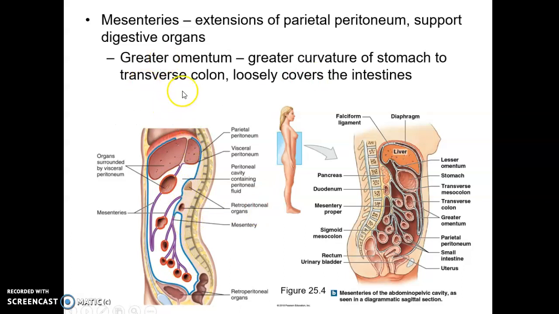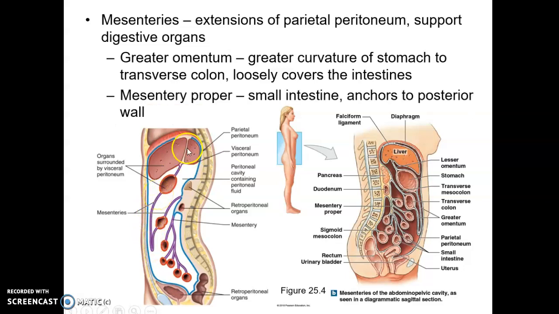So one of them is the greater omentum, and it's from the greater curvature of the stomach here. That's the stomach, liver, stomach, and it drapes down, and then comes back up, and then it's attached to the transverse colon, the part of the large intestine that kind of cuts across diagonally from left to right in the pelvic abdominal area, and loosely draped over and covers the intestines. So there would be the greater omentum there.